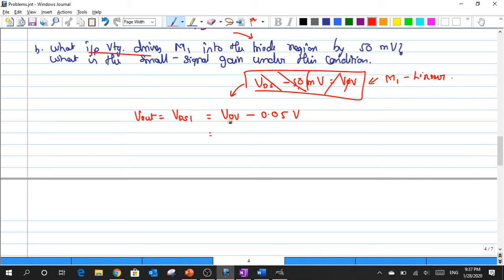To compute this, one could use VOV defined as VGS... I think I'm messing up with something else. Just give me a second. I just wanted to know the value of V out.